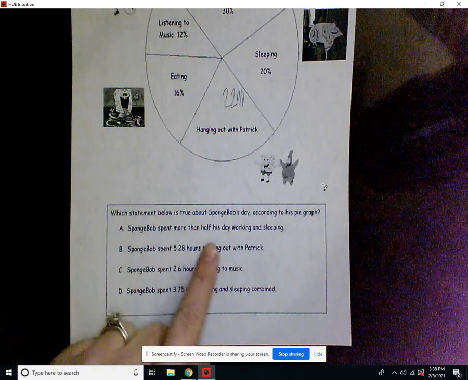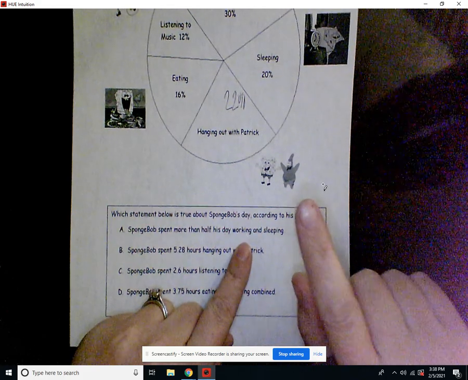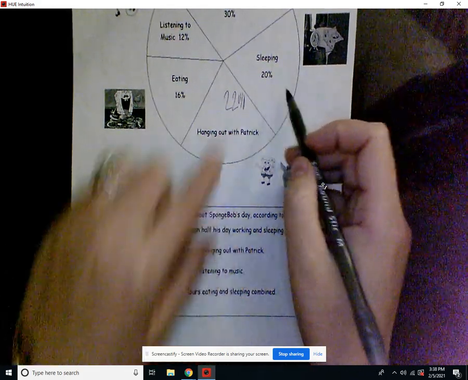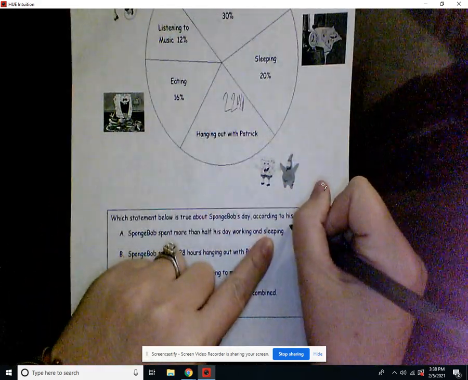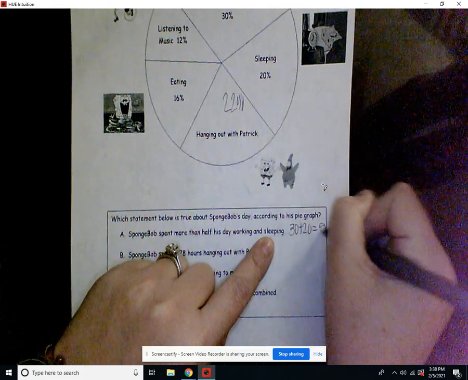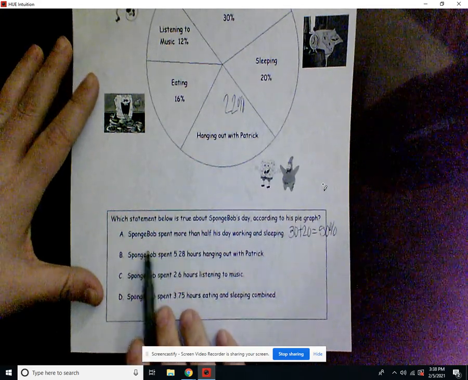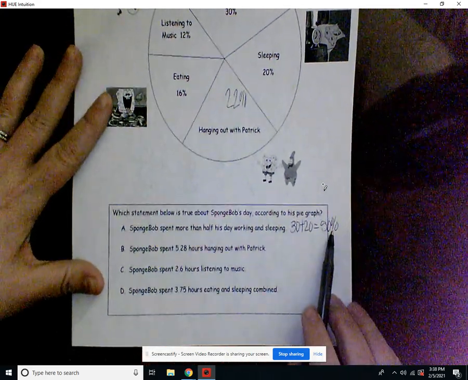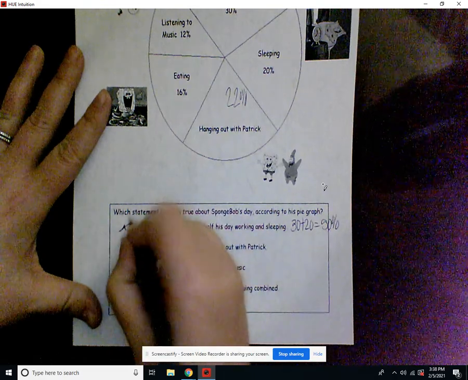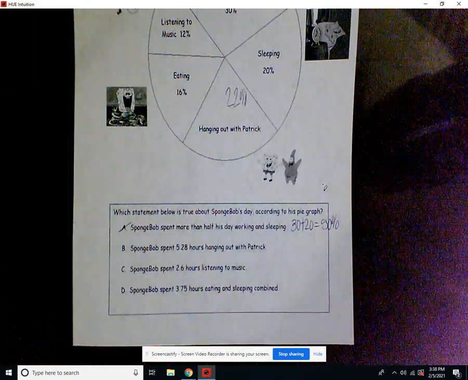SpongeBob spent more than half his day working and sleeping. Sleeping is 20 and working is 30, and 30 plus 20% is 50%. Well, that's not more than half, that's exactly half. Okay, SpongeBob spent 5.28 hours hanging out with Patrick.